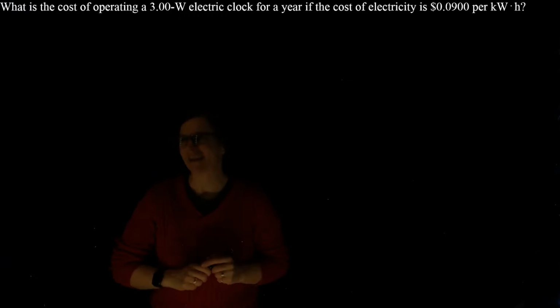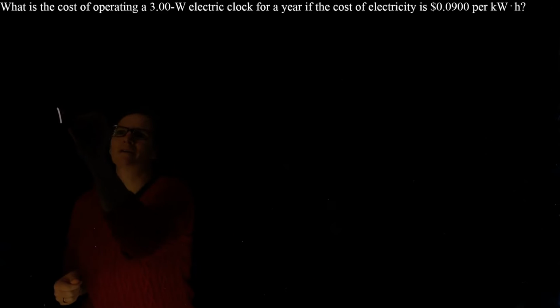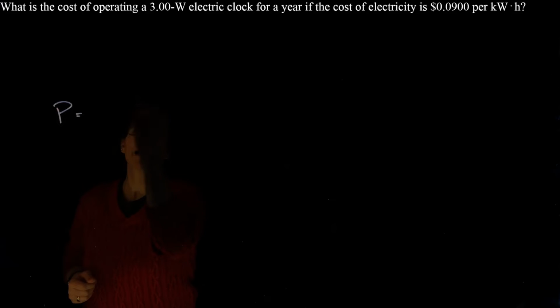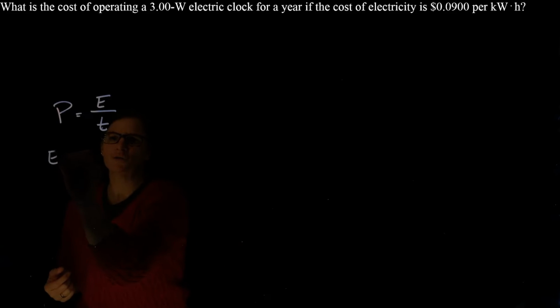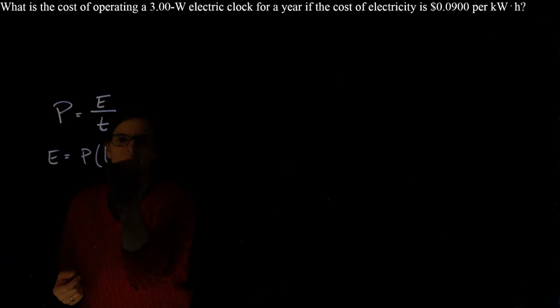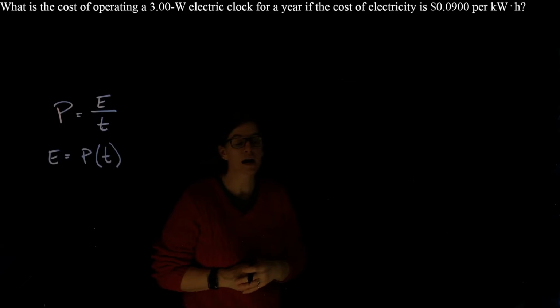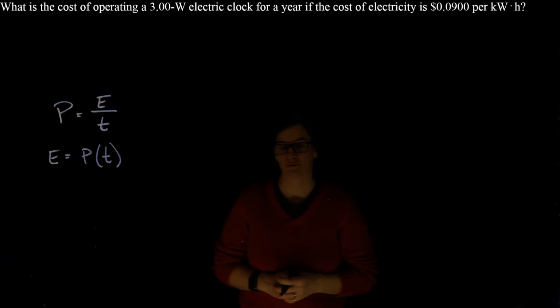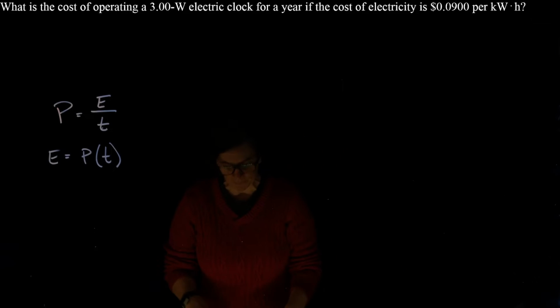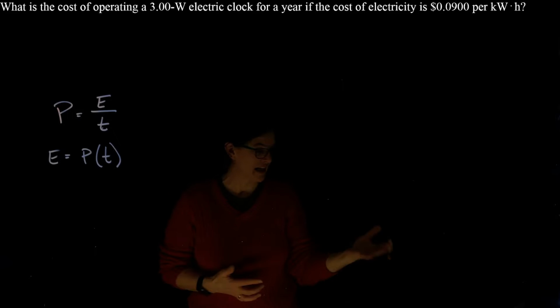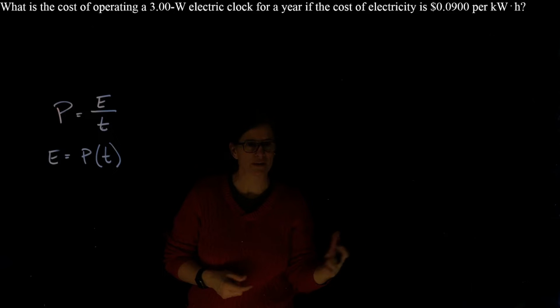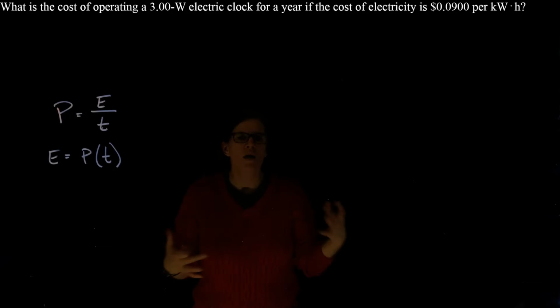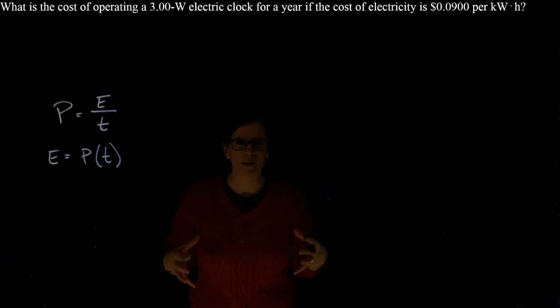Well, we want to remember our power is equal to our energy per time. So the energy used is going to be whatever that power is times the amount of time that we're using that object for. Okay, well, we are given that this is a 3-watt electric clock, but our energy usage is in kilowatt hours. So we need to recognize what both of those mean.